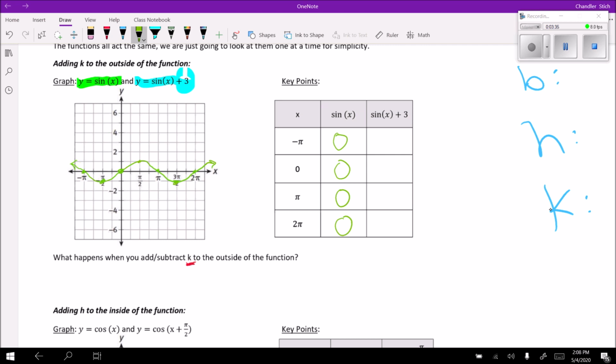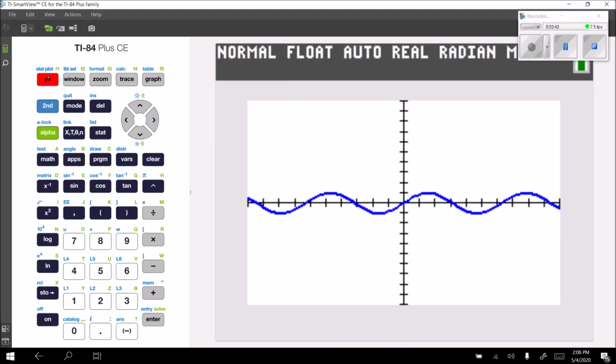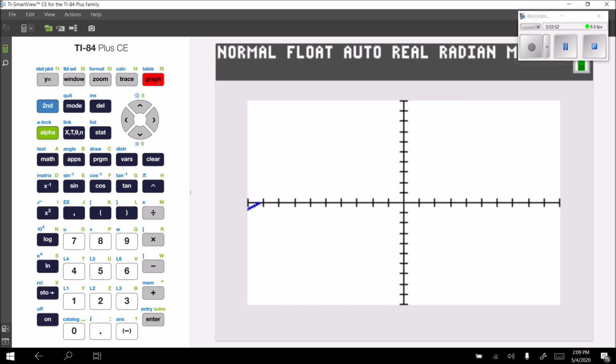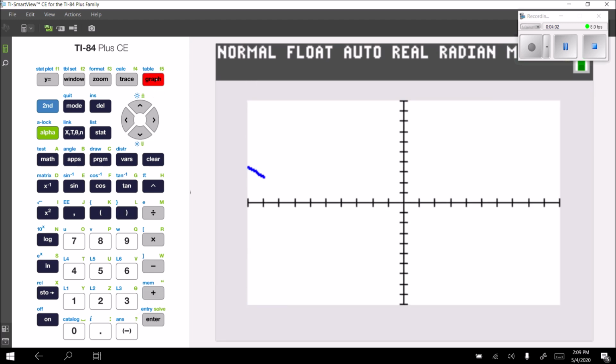Now, let's look at sine of x plus 3. So we have this plus 3 on the outside. If I was to graph that, sine of x plus 3, just to look at the graph. Oh, hang on. I didn't close my parentheses. Plus 3. Alright, so maybe you see a difference here. To me, it looks like it moved up, but I want to know specifically where that's at.